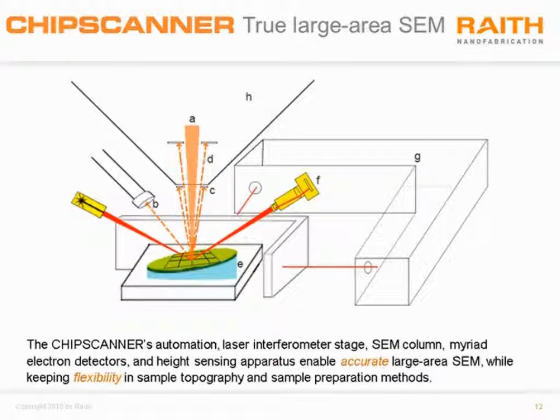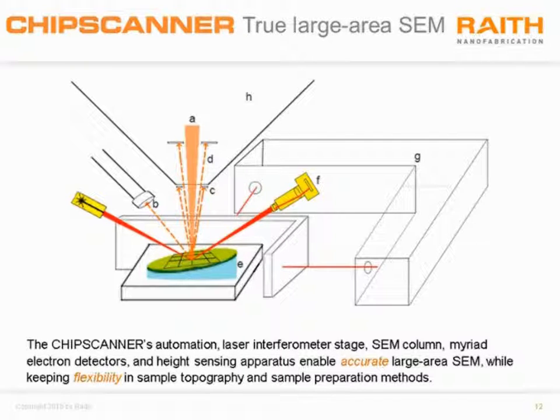The chip scanner also has a state-of-the-art scanning electron microscope column, and the primary beam can be varied in energy, just like any traditional scanning electron microscope. Also, myriad electron detectors like the Everhart-Thornley detector, the post-lens angular selective backscatter detector, and also in-lens secondary and backscatter electron detectors are all possible with the chip scanner.